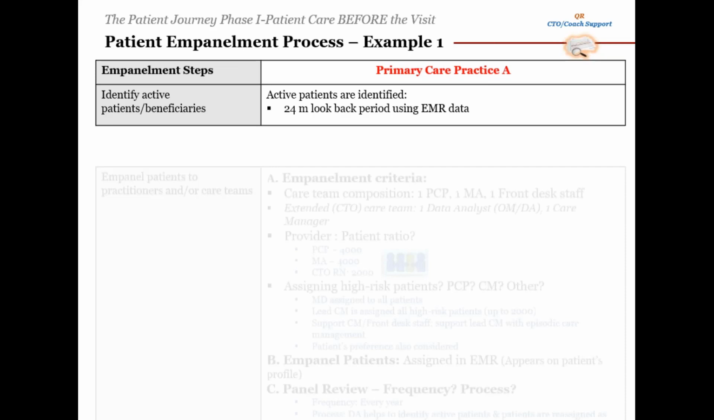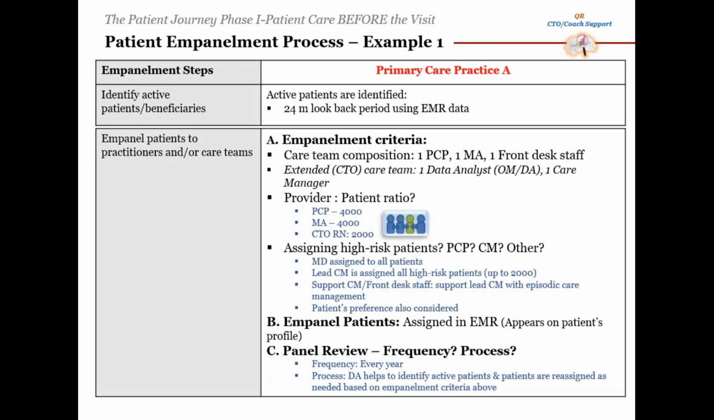So this is example A. It's a much simpler practice. They have one physician, one MA, one front office desk staff. The steps to take, as we have seen before in the workflow, identify who your active patients are. This practice used to do a 24-month look-back period. You also have your MDPCP dashboard to leverage to do this, as well as your EMR, and then empanel the patients. And we've seen provider-patient ratio. If this is one PCP, there's nothing you can pretty much do about it. If there are 2 providers in the practice, then you can choose to do 50-50, 60-40, whatever makes sense.